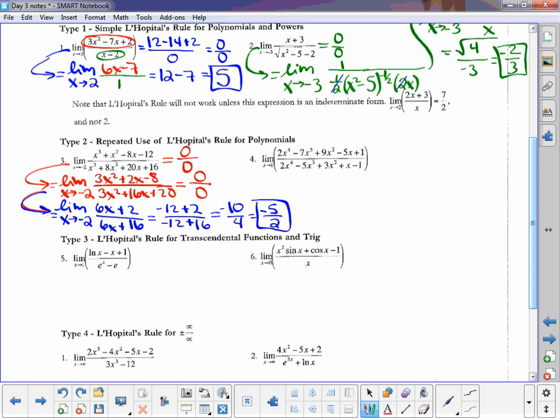Okay, so same idea for number 4. Just every time you get an indeterminate form of 0/0 or infinity over infinity, you can do L'Hopital. All right.